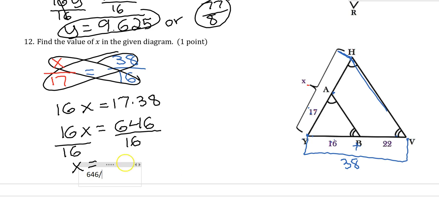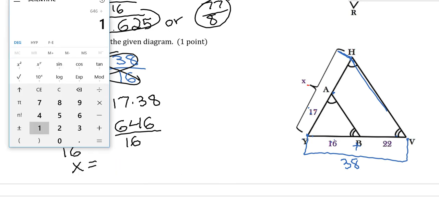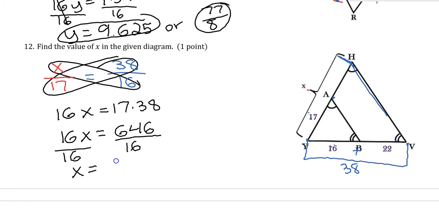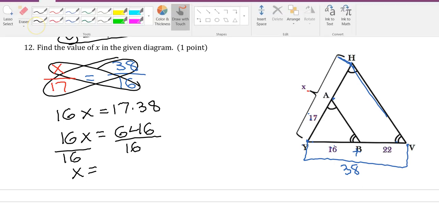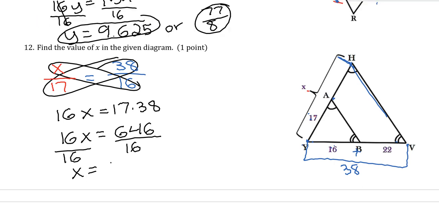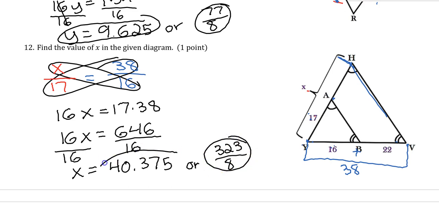Sorry, should type it in the calculator. 646 divided by 16 is 40.375. Or if you got it as a fraction, 323 eighths. Either one. Okay.